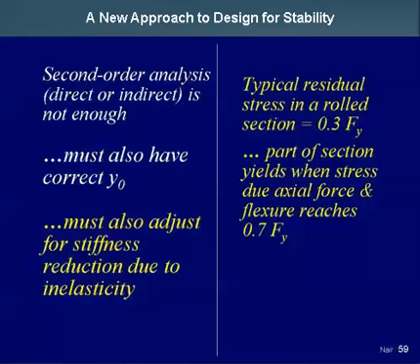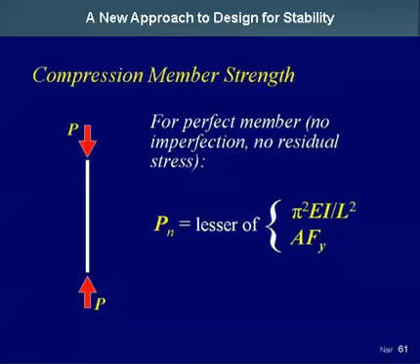So when P over A plus Mc over I approaches 7/10 of yield, some part of that cross section is going to yield. And when that happens, the overall stiffness decreases. And of course, when stiffness decreases, you get more second order effects and so on. And you've got to somehow account for that in your analysis if you want to be accurate. You can't assume that the member remains perfectly elastic all the way until P over A plus Mc over I gets to be yield stress. No. When it gets to be even 7/10 of yield, you're starting a stiffness reduction.